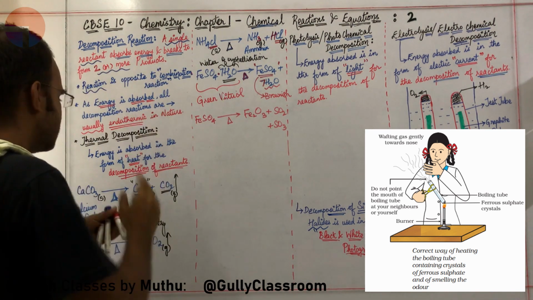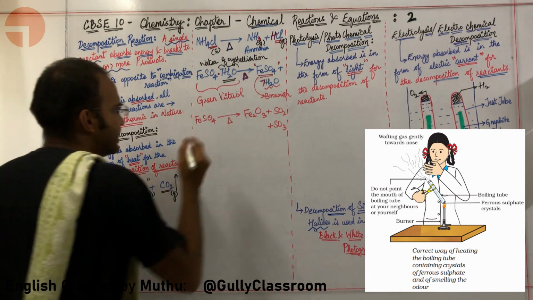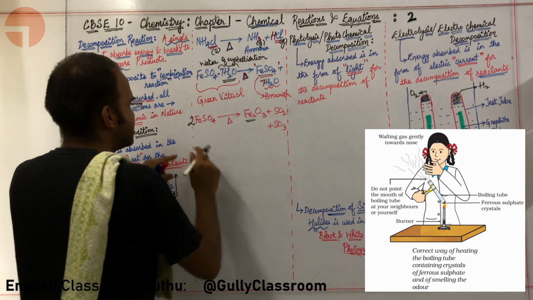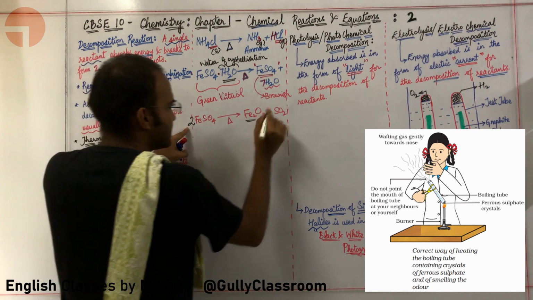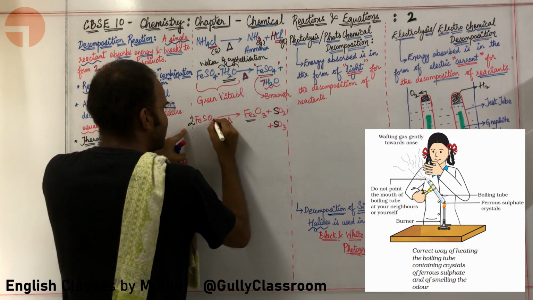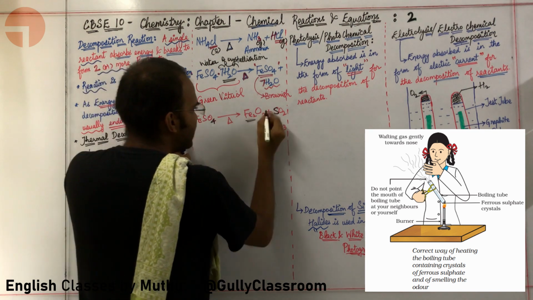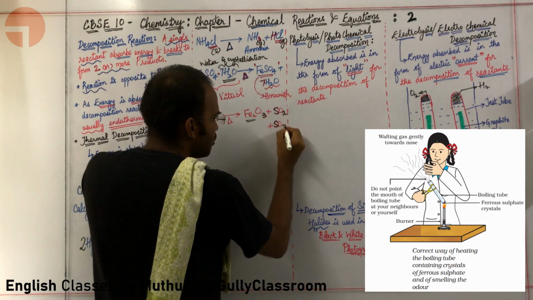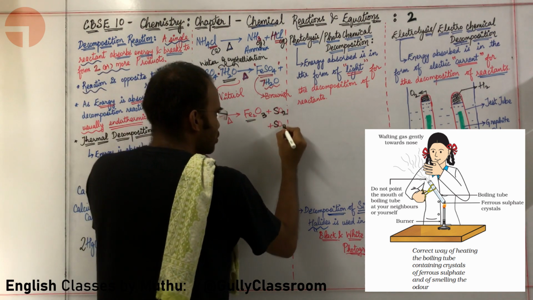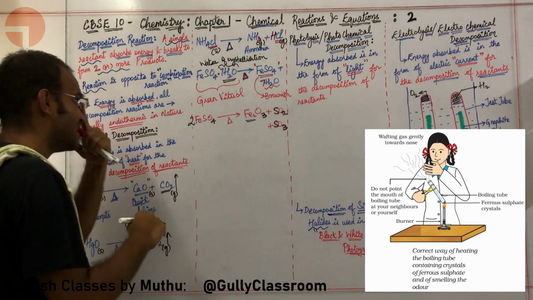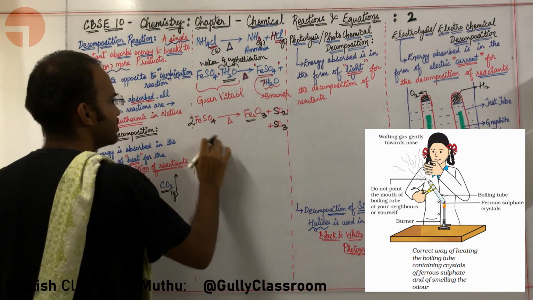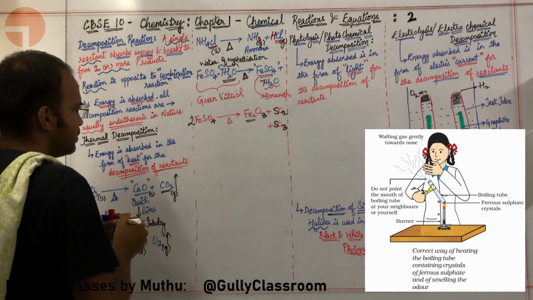Let us balance this particular reaction. Here there is 2 Fe, so I am going to add a 2 here. Let us check sulfur. There is 2S here, and here also there is 2S. There is 2 into 4, 8 oxygen over here. Here there is 3 plus 2 plus 3, so here also there is 8 oxygen. This is a balanced equation.